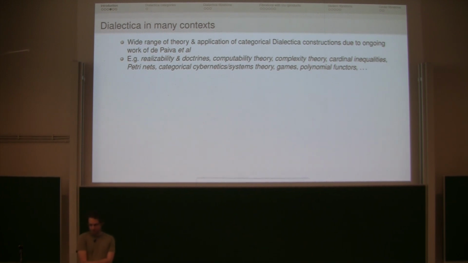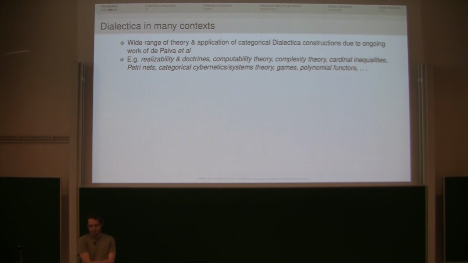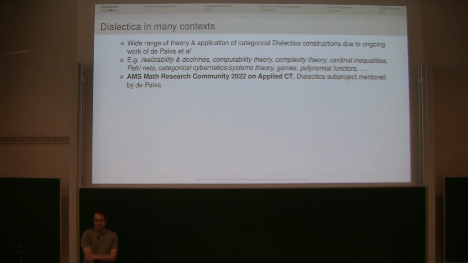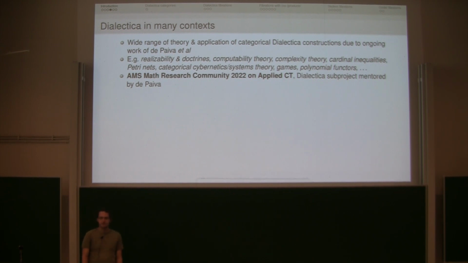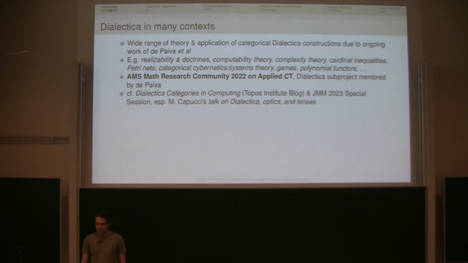A very hot topic at the moment in applied category theory is categorical systems theory, about which David talked on Monday. So there are also some connections there. What I want to mention is that last year there was an AMS Math Research Community on applied category theory with a project on dialectica mentored by Valeria, and you can read a summary by her on the Topos Institute blog.